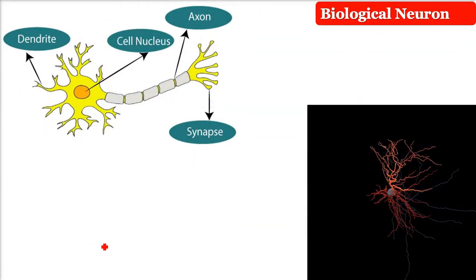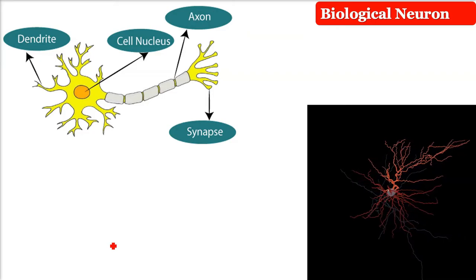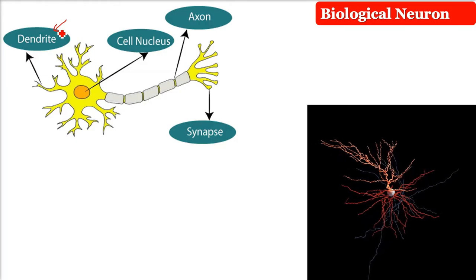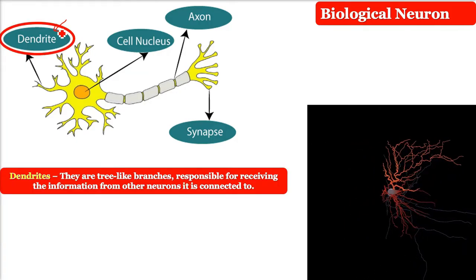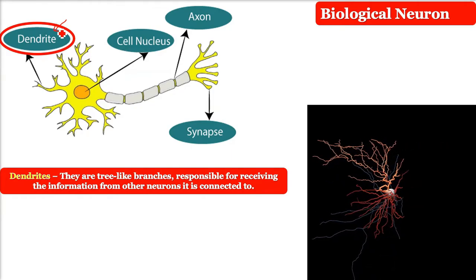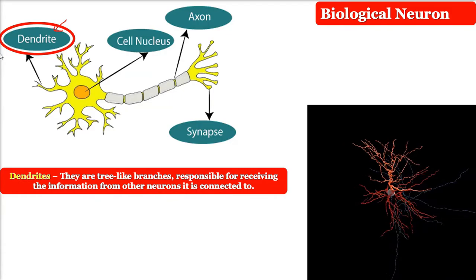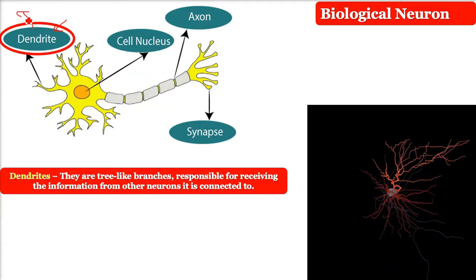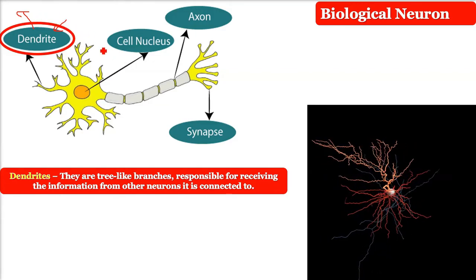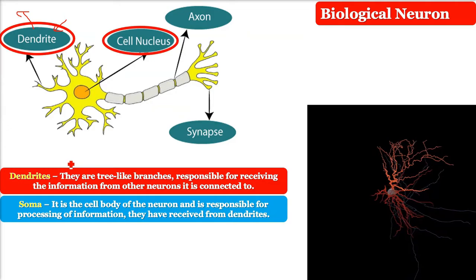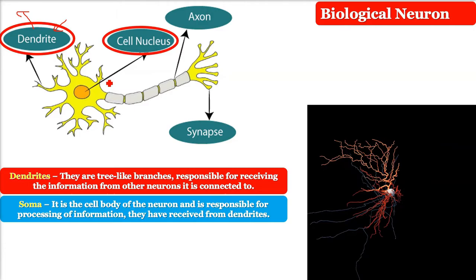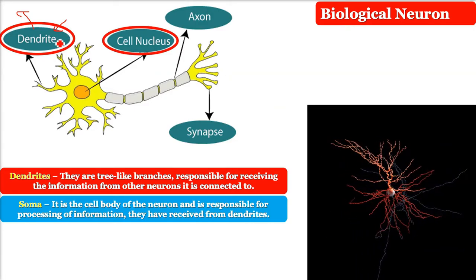A typical neuron consists of 4 parts, and this is the dendrite. Dendrites are tree-like branches responsible for receiving information from the other neurons it is connected to. In other words, they are like the ears of neurons. Then comes the soma, the cell body of the neuron, which is responsible for processing the information it has received from the dendrites.